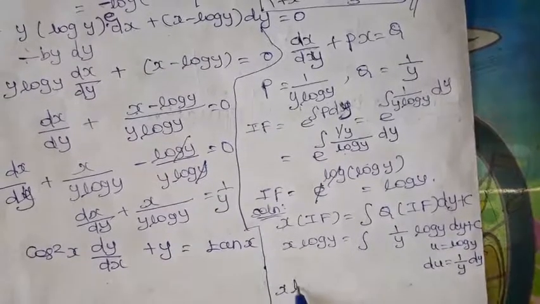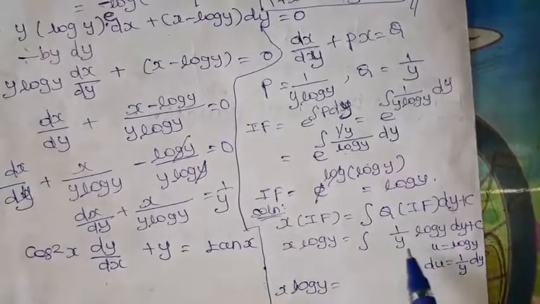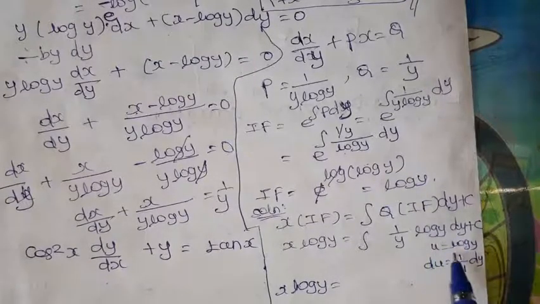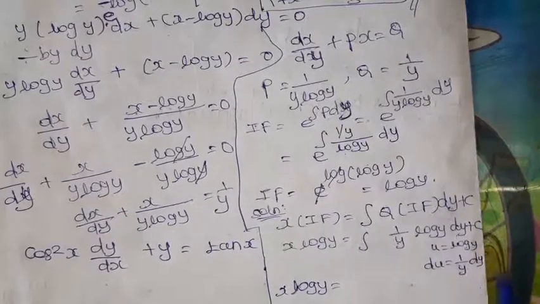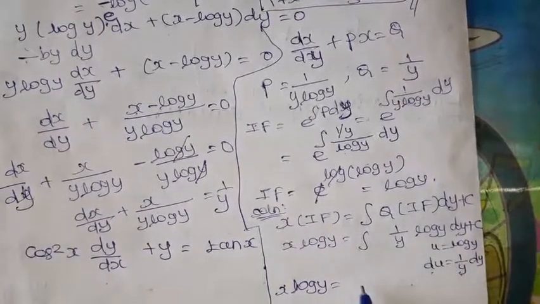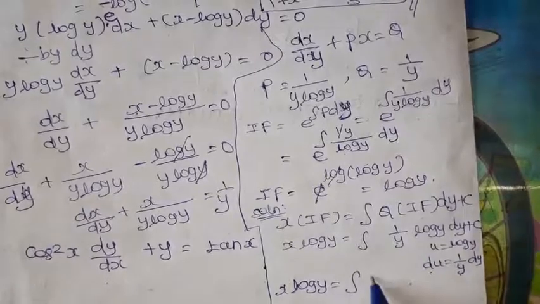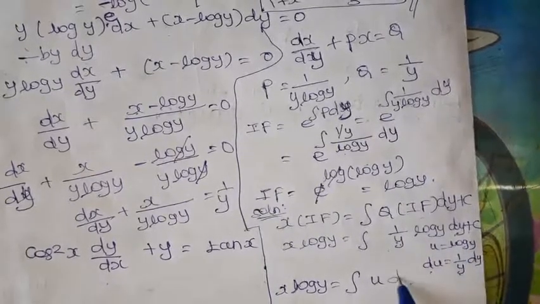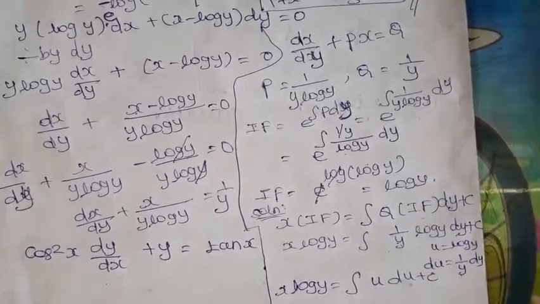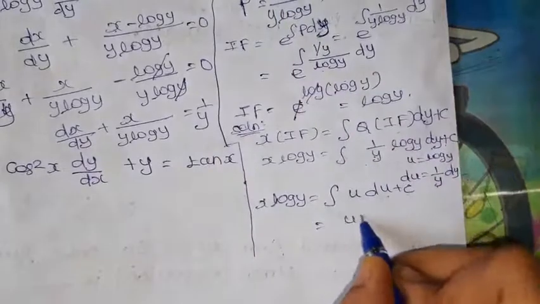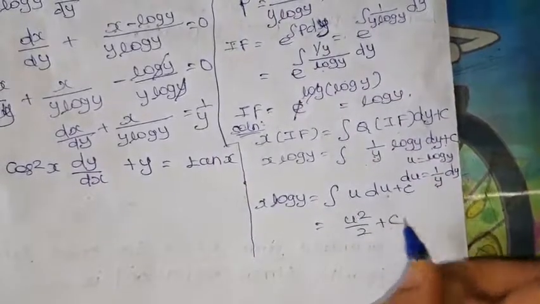So x log y equals, sorry, what is here? In place of 1 by y dy, that is nothing but du, where u is log y. So 1 by y dy equals du. So u du plus c. By integrating, u du is nothing but u squared by 2, u squared by 2 plus c.